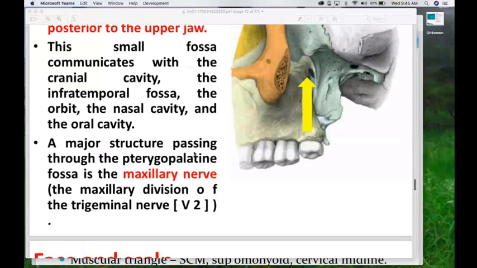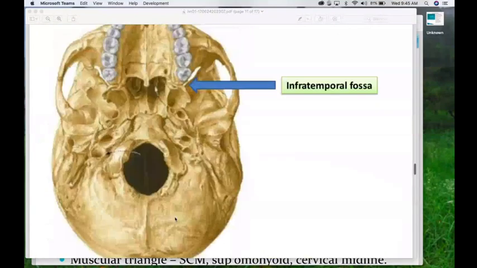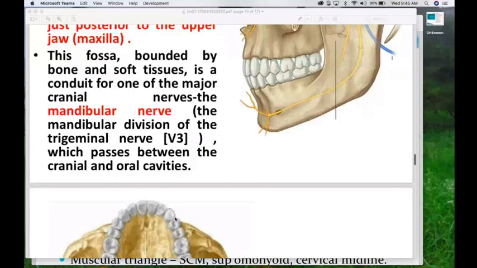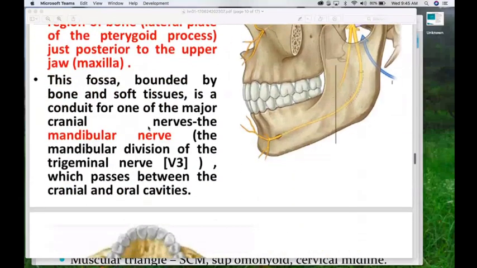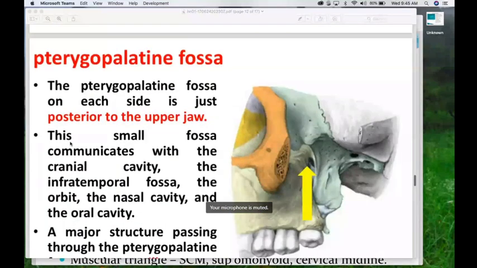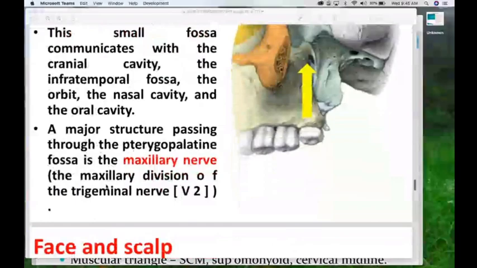And the major structure that passes through the pterygopalatine fossa is the maxillary nerve, the maxillary division of the trigeminal nerve. Okay. So what is the main structure of the infratemporal fossa? Mandibular nerve. Okay. And for the pterygopalatine fossa, the maxillary nerve.